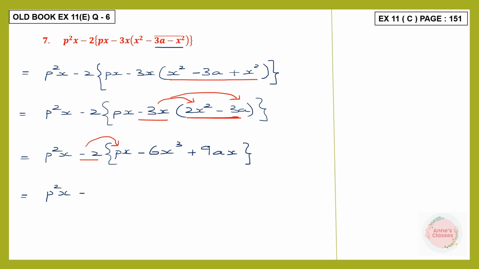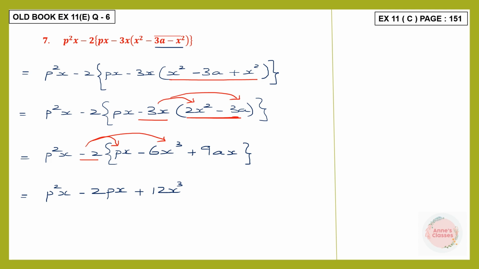The sign is minus, the number is 2. Px is the same thing, px, or you can write xp. Since we started with px, we'll leave it as it is. Then minus 2 into minus 6x. Minus into minus is plus. 2 6's are 12 and we have x cube.